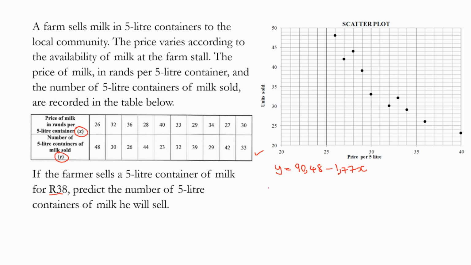We're just predicting, okay? So it means where there's x, we put 38. So it's going to be y is equal to 90,48 minus 1,77 times 38. Then you can put this in the calculator. You get y is equal to 23,22. So roughly, you will sell 23 5-liter containers. So 23 units. You will sell 23 units.